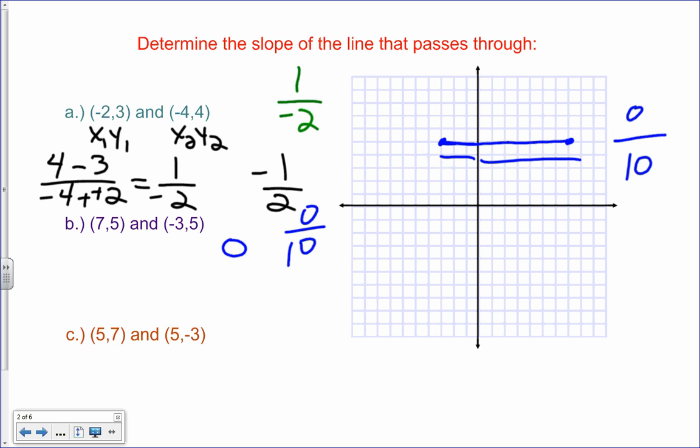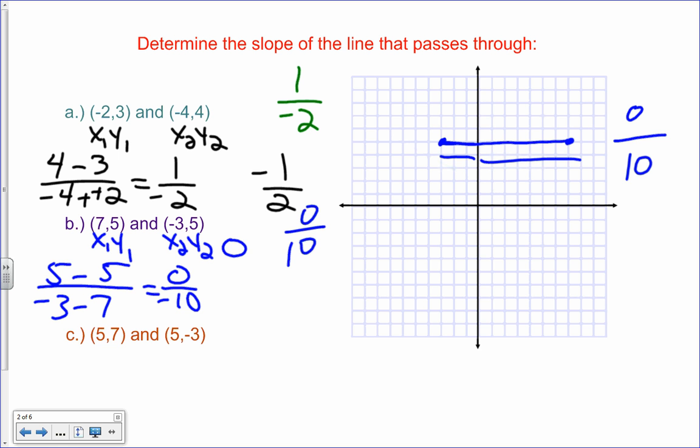If you do it algebraically, it'd be 5 minus 5, because it's y2 minus y1, and then x2 is -3 minus 7. So now this is weird. I get 0 over -10. Is that equivalent to 0 over 10? Yeah, they're both 0. It doesn't matter, right? So that does work out. So this one does have a slope of 0. Now it just looks like a donut.